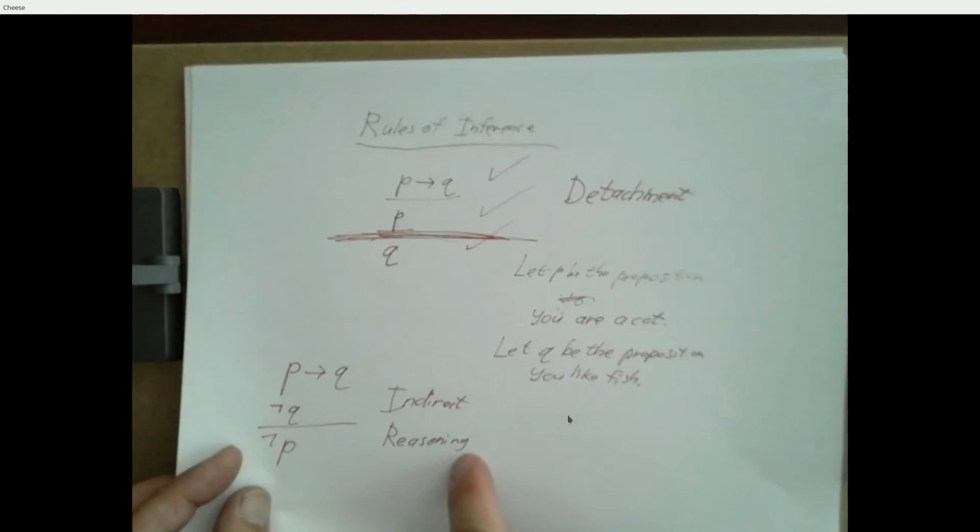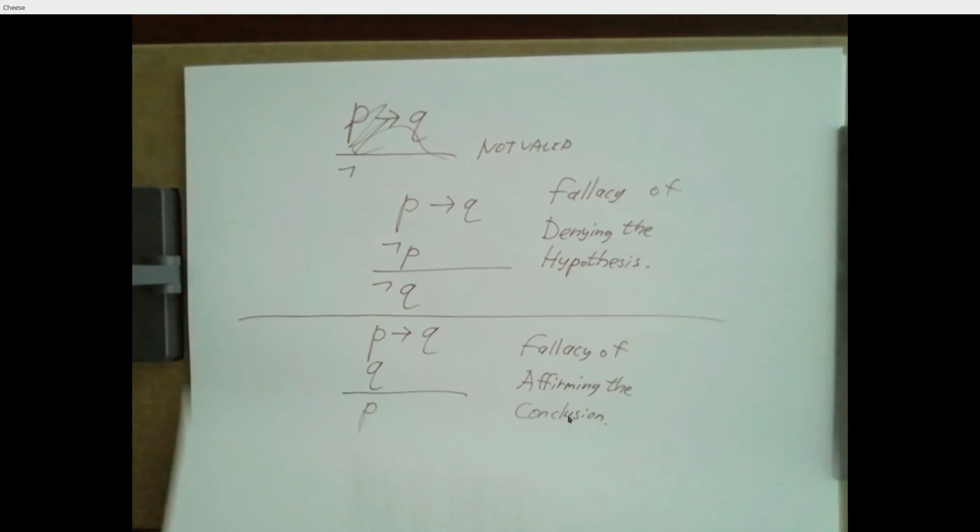So detachment and indirect reasoning are correct rules of inference. These two fallacies are incorrect. And it's useful to know that those exist and to know what they are.